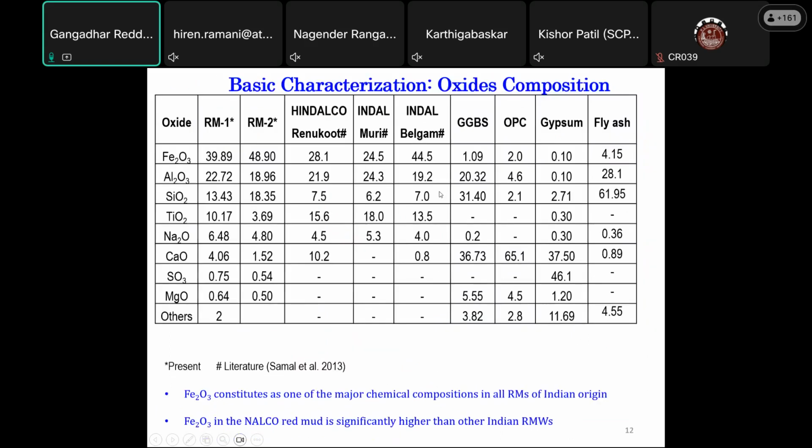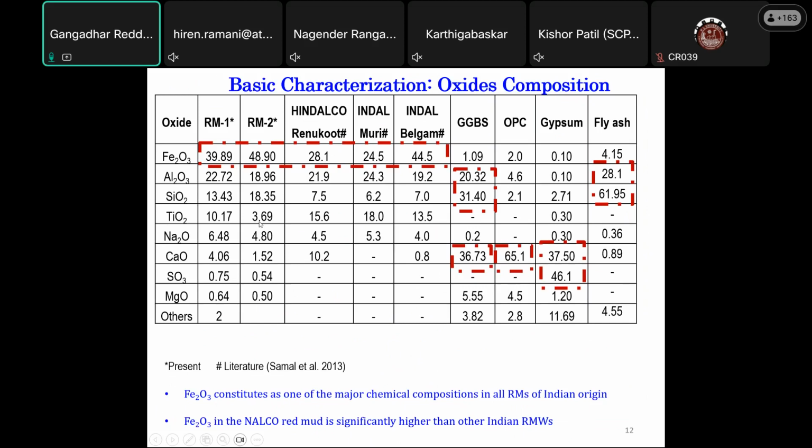So you can see the comparison I made with different literature as well. The first two are what I have done, the oxide composition. You can see in the Nalco red mud, the Fe2O3 content is very high compared to the Damanjodi sample. But you can also see the amounts of Al2O3 and SiO2. I think people from a concrete background might have a better idea whether red mud has pozzolanic reactivity or not based on the chemical composition.